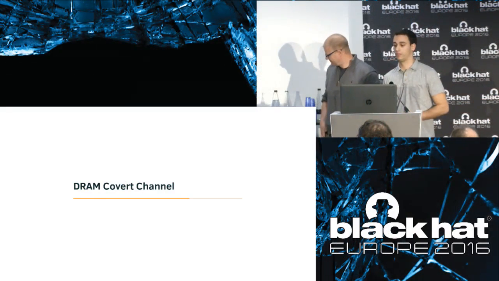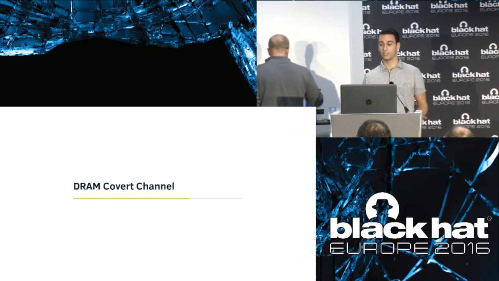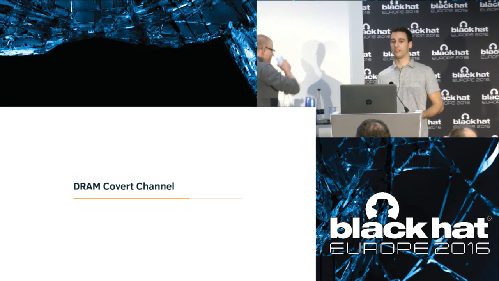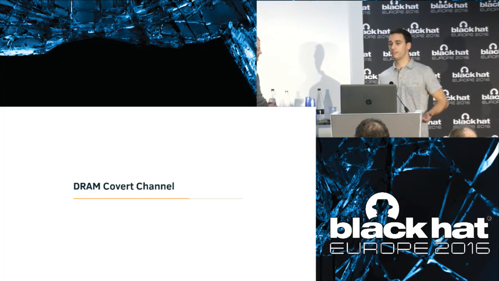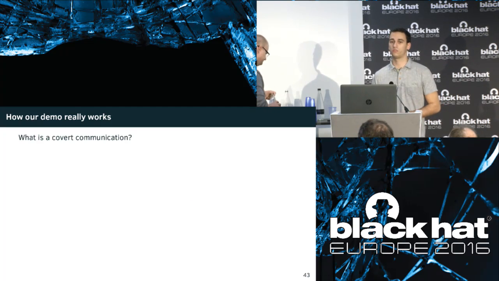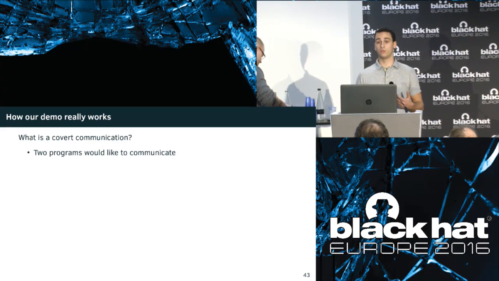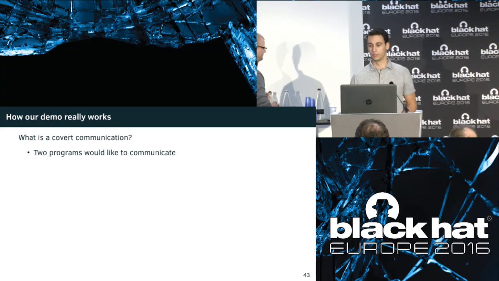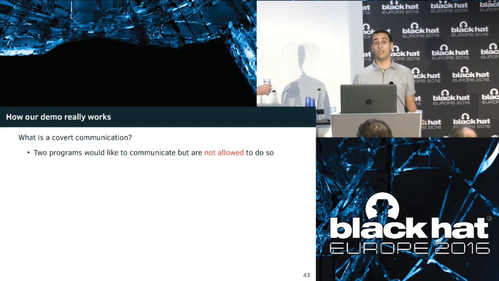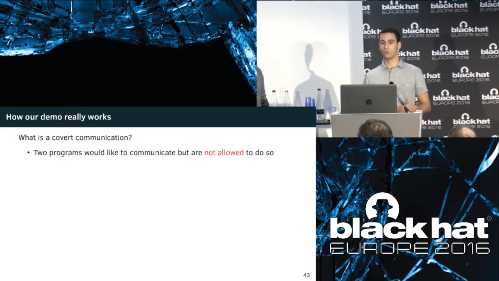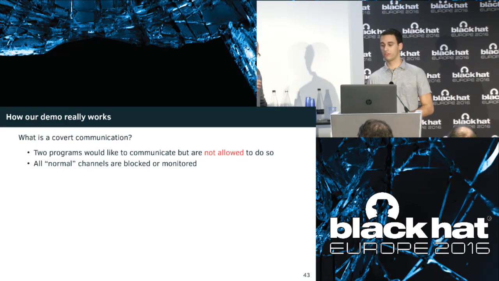So we have something else we did. Another attack, and it is a covert channel. So a DRAM covert channel. First of all, we have to say, okay, what is a covert channel? A covert channel is if you have two programs and they would like to communicate with each other. That sounds pretty normal, but in the case of a covert channel, they are not allowed to do so. So what does it mean? They are not allowed to communicate with each other.